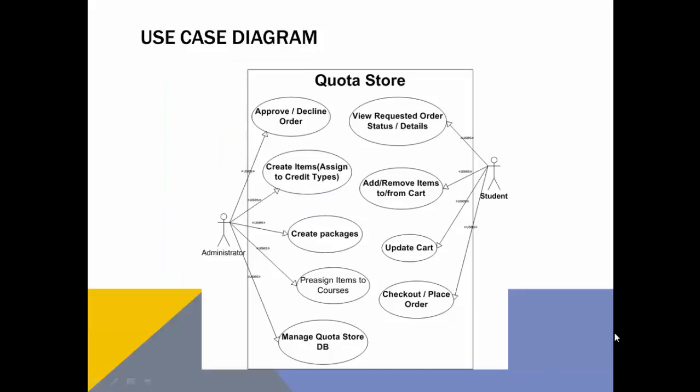This is the use case diagram. We have two actors, the administrator and the student. The administrator needs to be able to approve, decline orders, create items, create packages, pre-assign items to courses, manage QuotaStore database. The student needs to be able to view requested orders, add, remove items to and from the cart, update the cart, and check out and place orders.